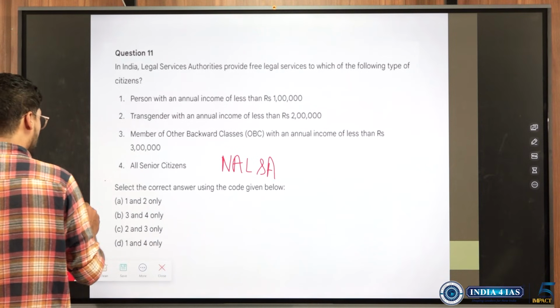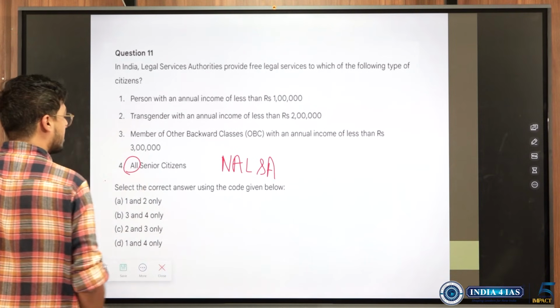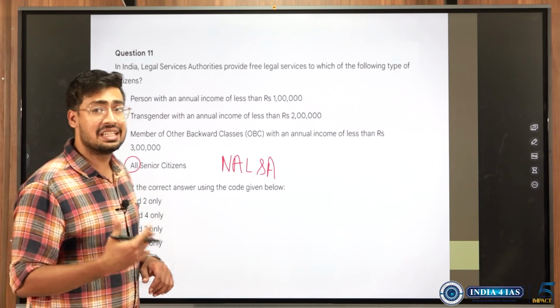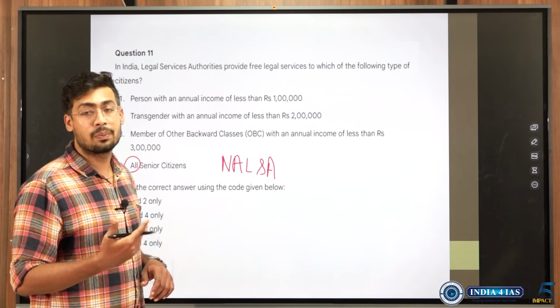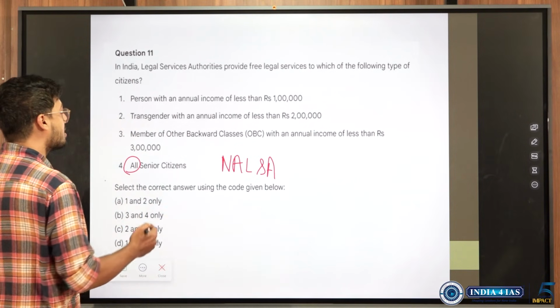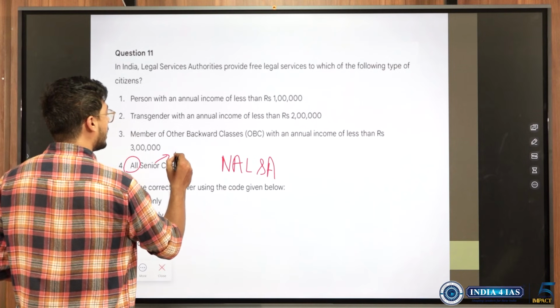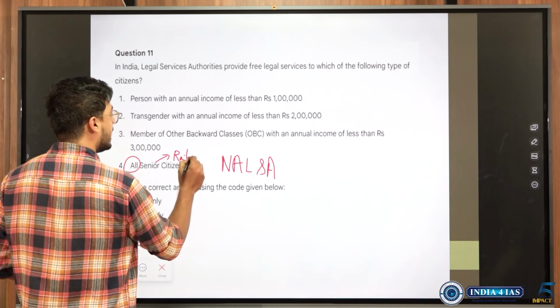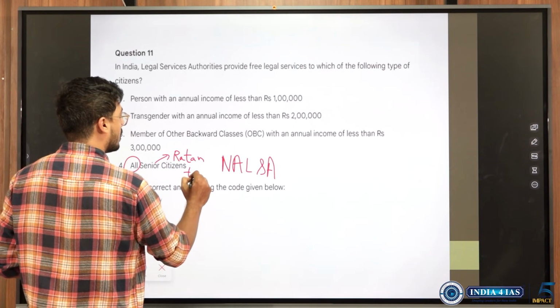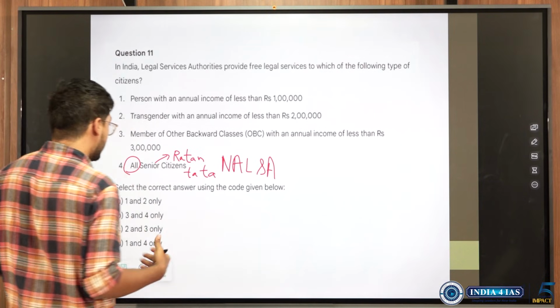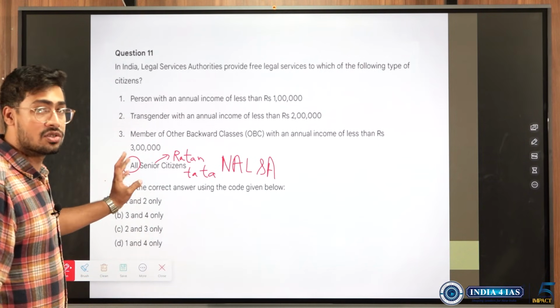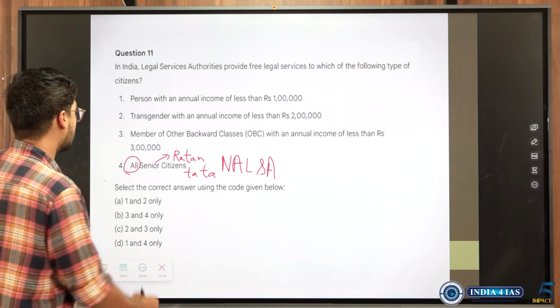See, look at option number 4, all senior citizens. There are so many senior citizens who are millionaires or billionaires. For example, all senior citizens would have included the late Ratan Tata also. Do we need free legal services for Ratan Tata? So the all senior citizens provision is wrong.